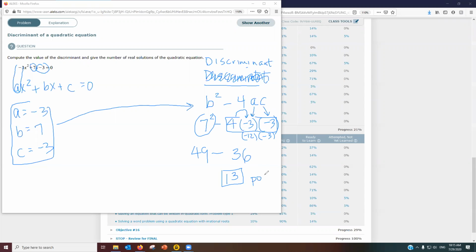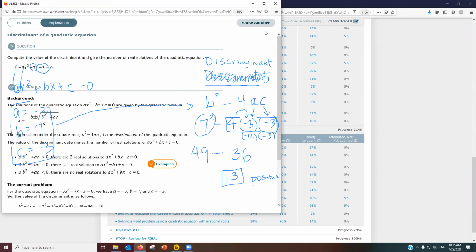Notice this is a positive number, not a negative number. If it was a negative number, that means we would be taking the square root of a negative number in the quadratic formula, which would lead us to complex solutions. Well, let me go to the explanation just to show you a summary here. Let me erase something to make it a little easier for us to read this here. All right, so we just worked out the discriminant, right? And that's b squared minus 4ac. We got the number 13 as our answer.